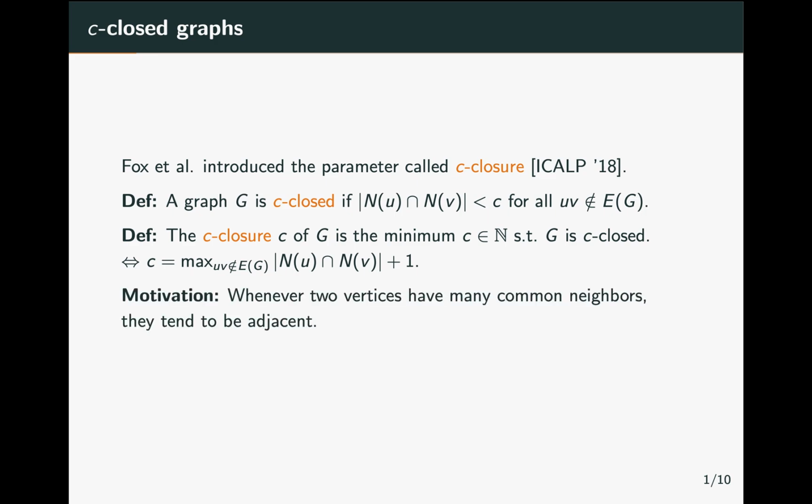And the motivation for this parameter is that in real-world networks, whenever you have two vertices that have a lot of common neighbors, they tend to be adjacent. And in the ICALP paper, they also showed that clique enumeration can be done in FPT time.